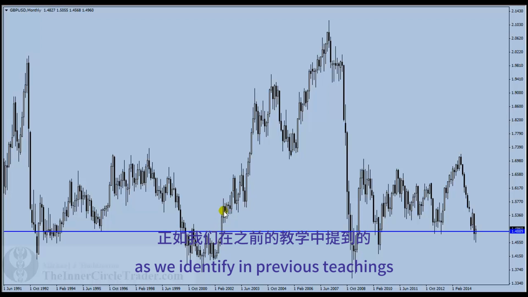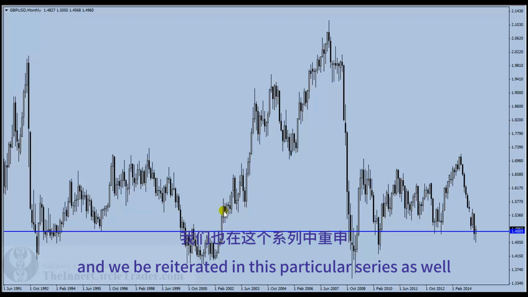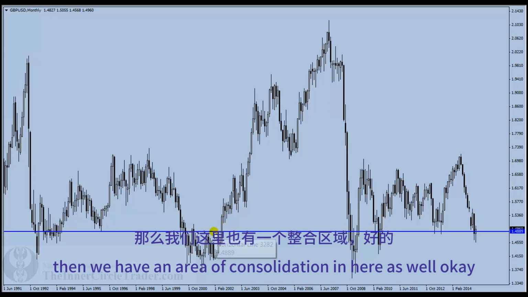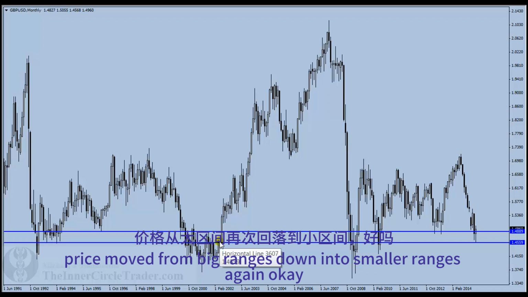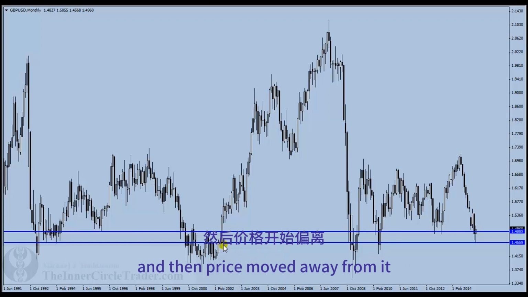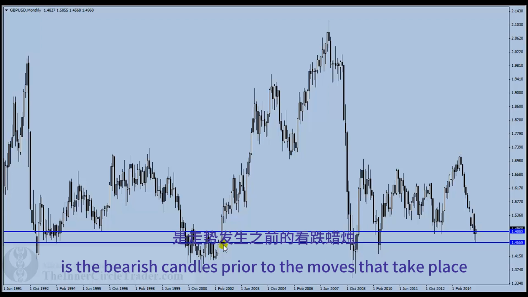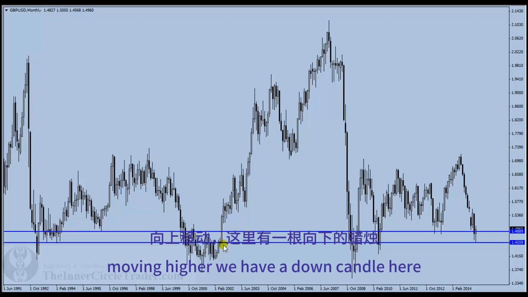What we're going to look for again is the bearish candles prior to the moves that take place moving higher. We have a down candle here. So we're going to create another notation with a horizontal line on that. And this little candle in here, it's a small candle, which is good because what did we talk about just a moment ago? Small ranges beget large ranges. Okay, while the market's real quiet and you're seesawing back and forth in small little ranges, no one's really interested.